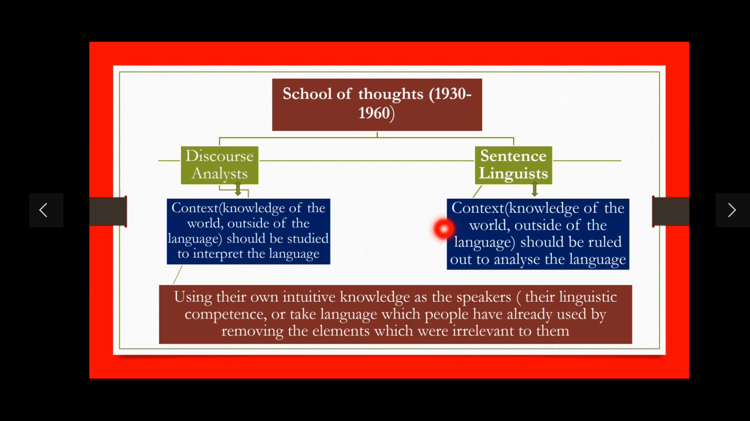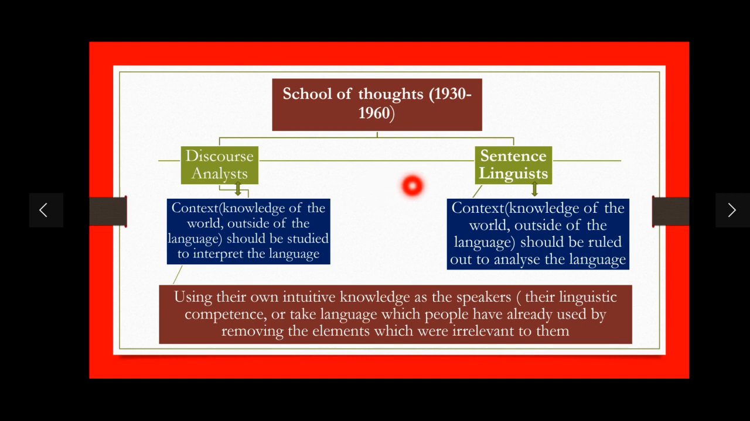While on the other hand, we have sentence linguists. That's quite the opposite of discourse analysts. So context, knowledge of the world outside of the language, should be ruled out to analyze the language. These sentence linguists believe that when analyzing a language, there is no role of the context. That's why the context should be ruled out when we analyze a language.